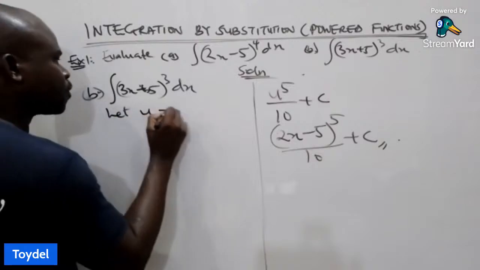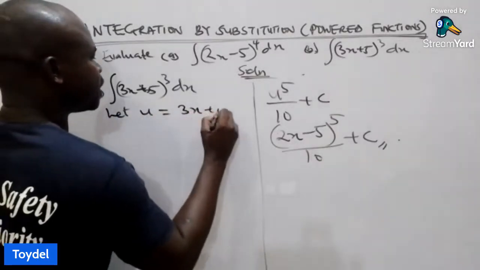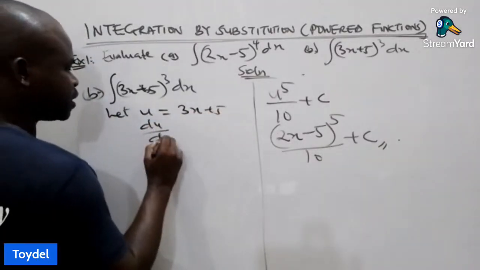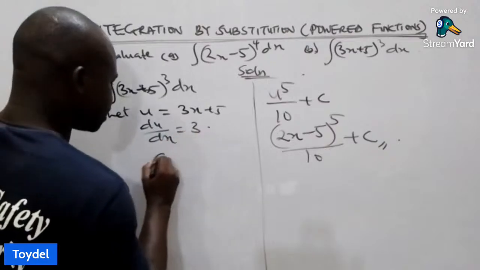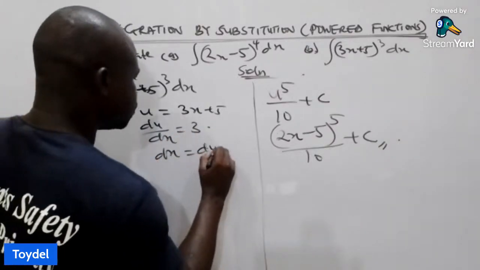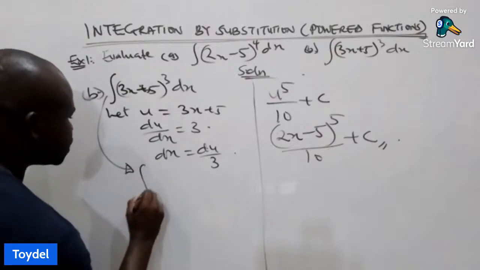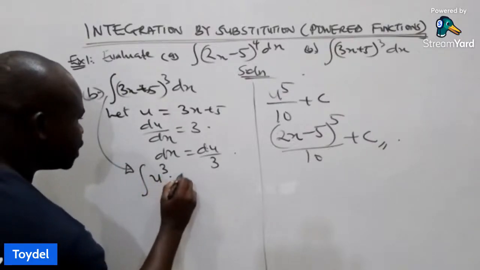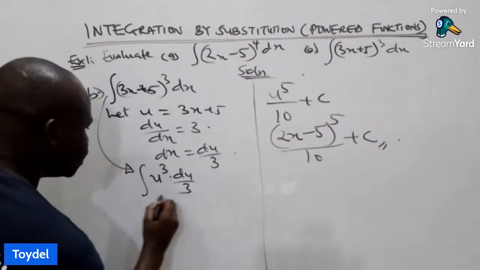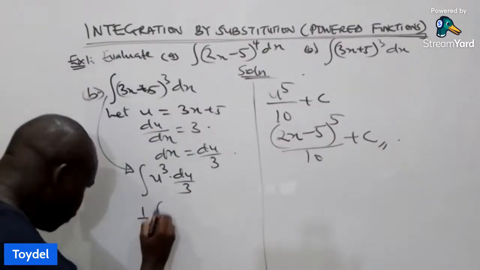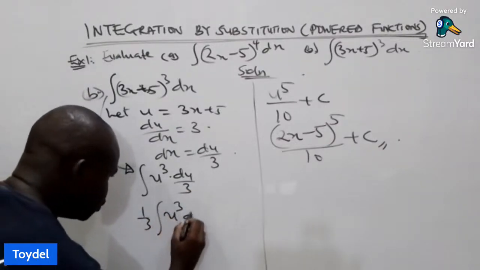We say let u be equal to 3x plus 5, so that du/dx is equal to 3, and making dx the subject of the formula, we are going to have du all over 3. So we go back to the question and substitute. I'm going to have the integral of u cubed multiplied by du over 3. I can bring out 1 over 3, so that I have the integral of u cubed du.